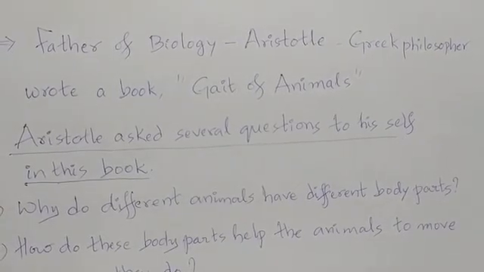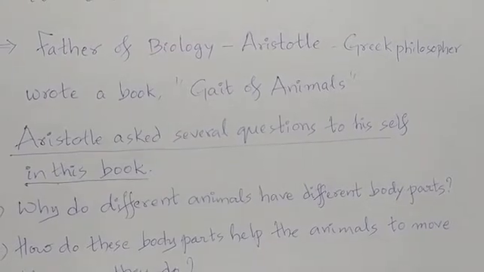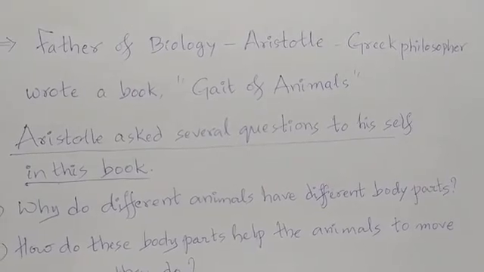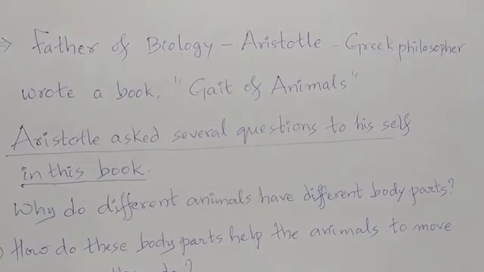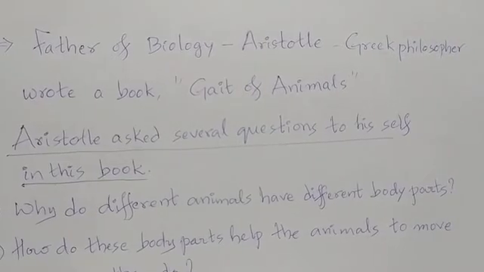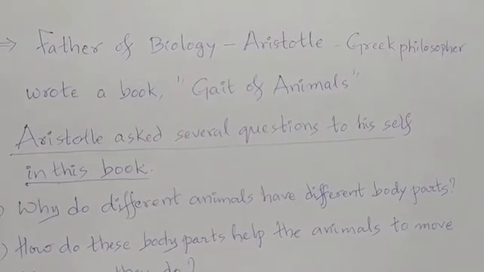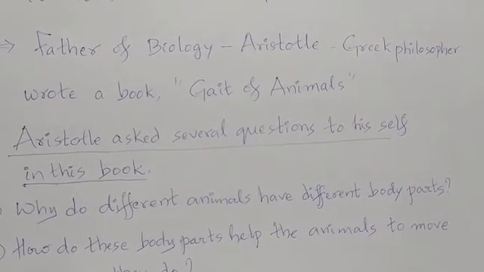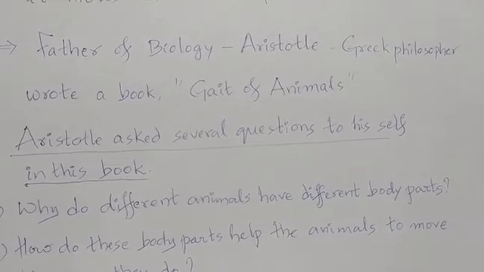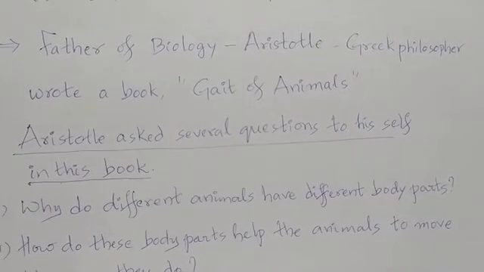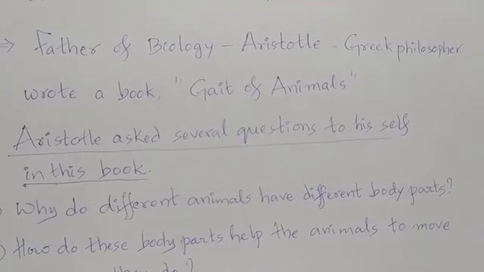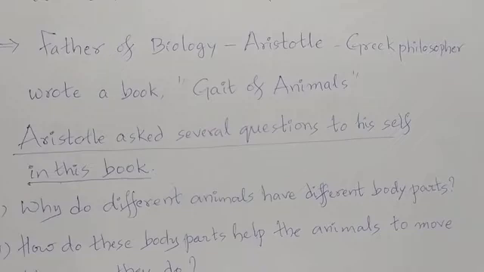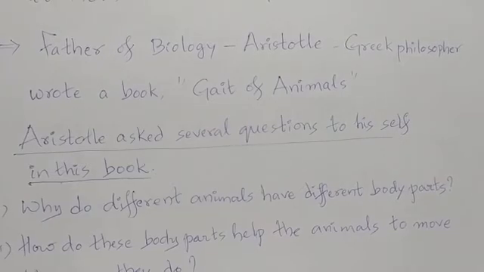In this book, he has asked several questions to himself. Hence, he was having many doubts. First, he wrote all those questions. Whether he solved those questions or not, we don't know exactly. But he asked several questions. What are the questions that were asked by Aristotle to himself in the book Gait of Animals? Okay, let us see those questions.